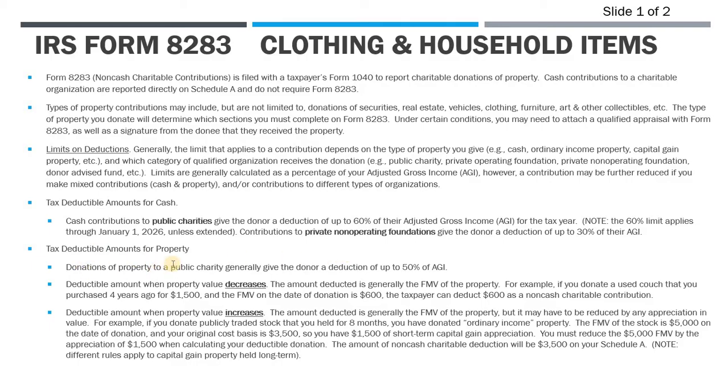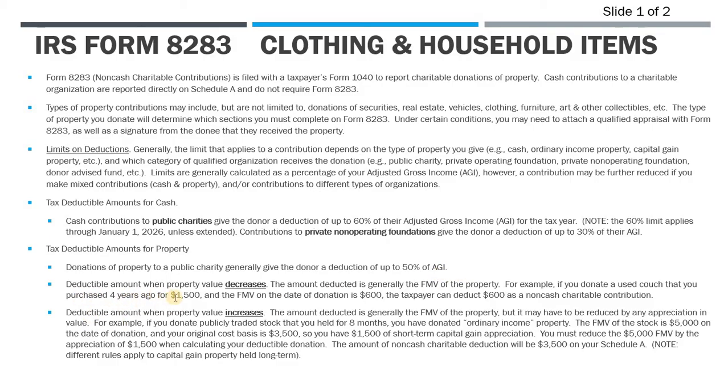So what about property donations? Donations of property to a public charity still get the 50% of AGI limit. So if your AGI is 100,000, your 50% of AGI limit would be 50, right? So you can donate to charities, and the property value can be up to 50 and still get a full donation without having to worry about any carryover.